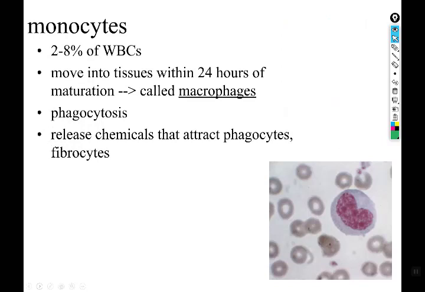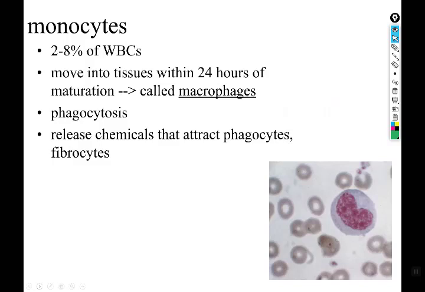Okay, monocytes. So monocytes make up between 2 and 8% of white blood cells, and they move into tissues within 24 hours of maturation. So again, I've characterized monocytes before as being baby macrophages. That is true. So the ones that you see in blood smears have recently been formed within the last 24 hours. And so they really are baby macrophages. They're very, very new when you see them in the blood, and they're on their way to wherever they're going. So they spend a very short time in the bloodstream in that stage, which partially accounts for their relative rarity. So only 2 to 8%.